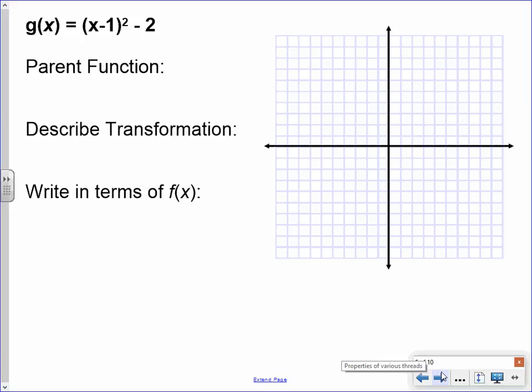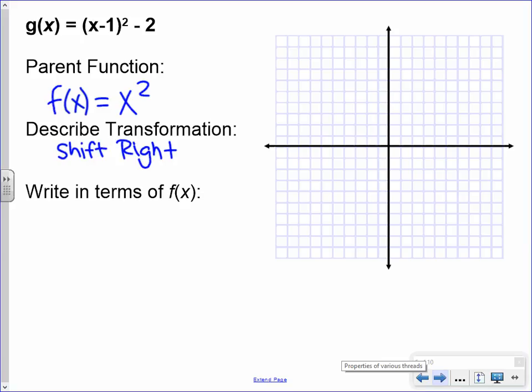I will graph it and then erase it probably. Okay? So what is our parent function, Gabe? Okay, x squared. So I'm actually going to call it f of x since g of x has been shifted. All right, let's describe the transformations. Jen, what is this x minus 1 doing? It is moving it to the right. So we have a shift right 1, and that minus 2. Molly, what is that doing? Bringing it down 2.